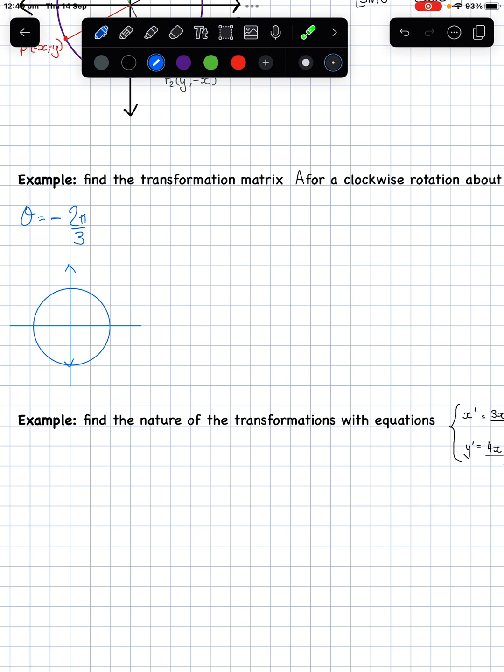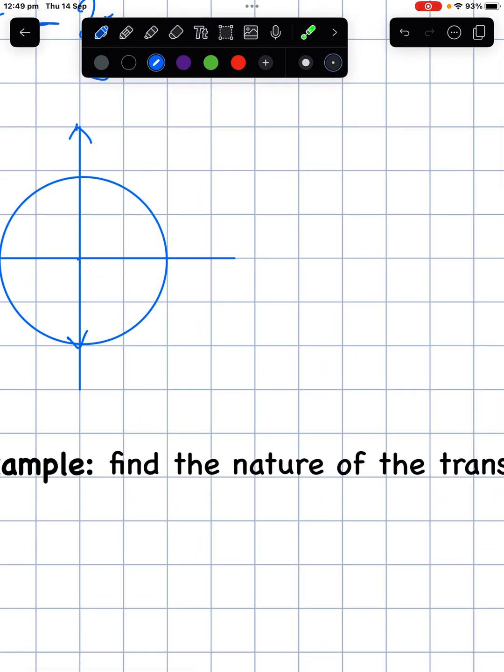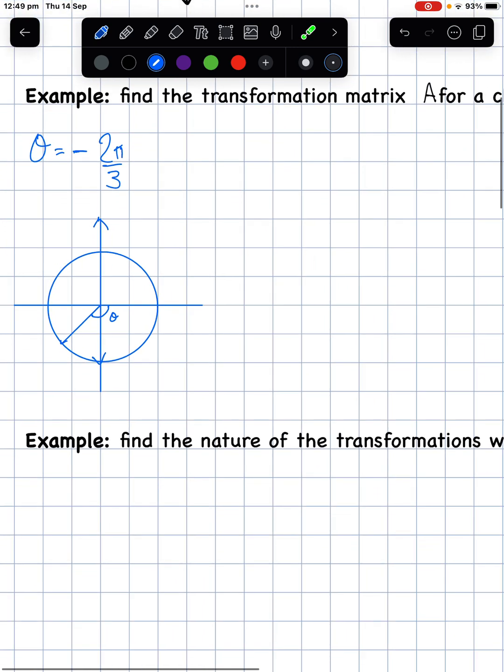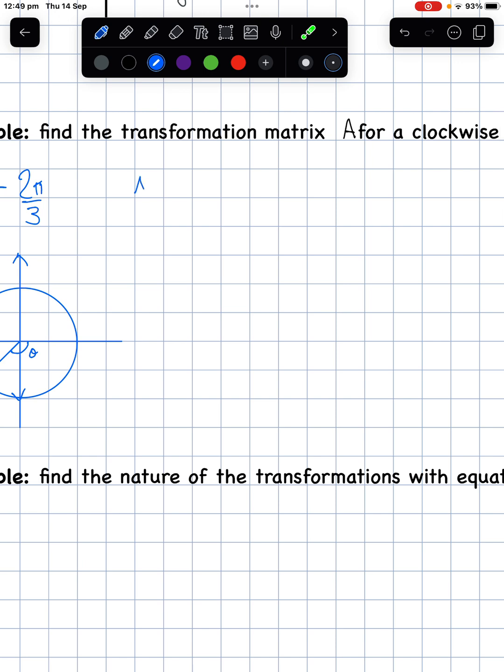There we go. So we've got this circle here. So 2 pi on 3 comes out this way because we're going clockwise. And so that's why I said here, this is our theta. It's moving the opposite way to what we usually do. So that means our A value here is going to be equal to cosine -2 pi on 3.